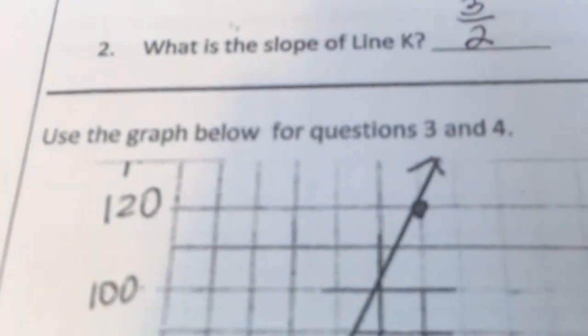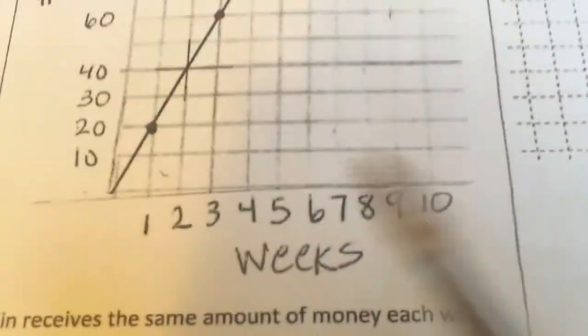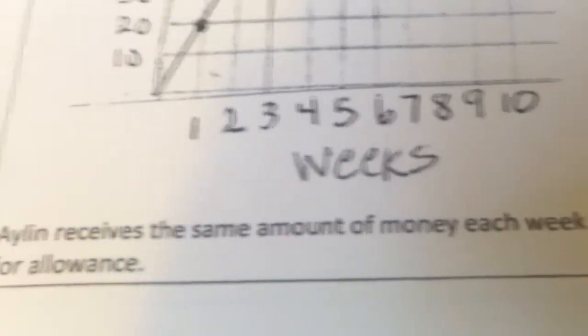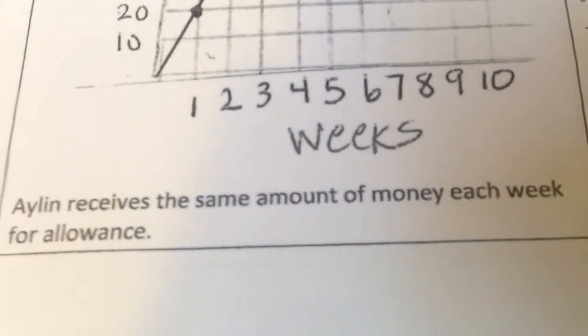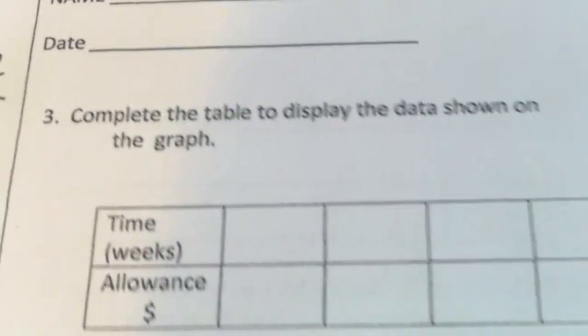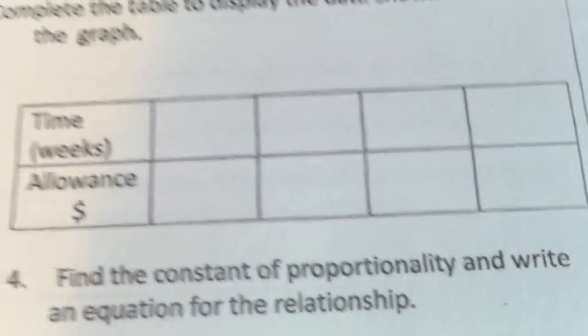Okay, use the graph below for questions 3 and 4. So I see I have weeks on the x-axis and I have money on the y-axis. Aylin, or Eileen, receives the same amount of money each week for allowance. Number 3 says, complete the table to display the data shown on the graph. Okay, here's the graph, here's the data down here. So I have to figure out what these ordered pairs are.